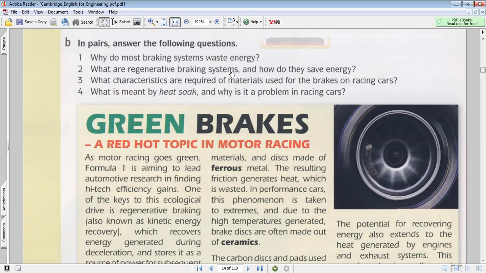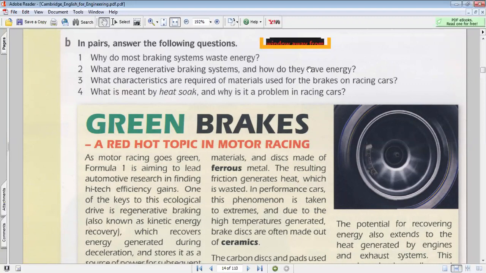What are question two? What are regenerative braking systems and how do they save energy? Let's see the answer. What are regenerative braking systems? And how do they recover? They recover the heat. They recover heat and use it to power the car. Regenerative means generating again: generate, generative, generation, generator. Regenerative braking systems recover heat, or energy.